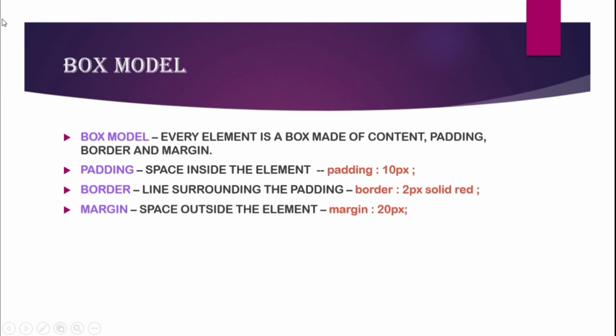So these four values, that is the content, padding, border and margin, specify the box model. That is, every element is a box, and it consists of content, padding, border and margin. And this is how the syntax is added: padding 10 pixel, border 2 pixel solid red, margin 20 pixel. Then we can go to the next one.